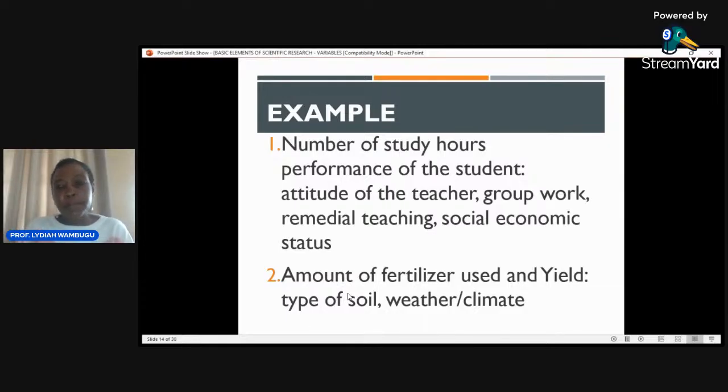Type of soil. If you are able to change or to remove it, maybe use the farmers who only have loam soil, then that becomes an intervening variable. So this explains something: there is no variable, like I had mentioned earlier, that is cast on stone, that it must be. There is no must.